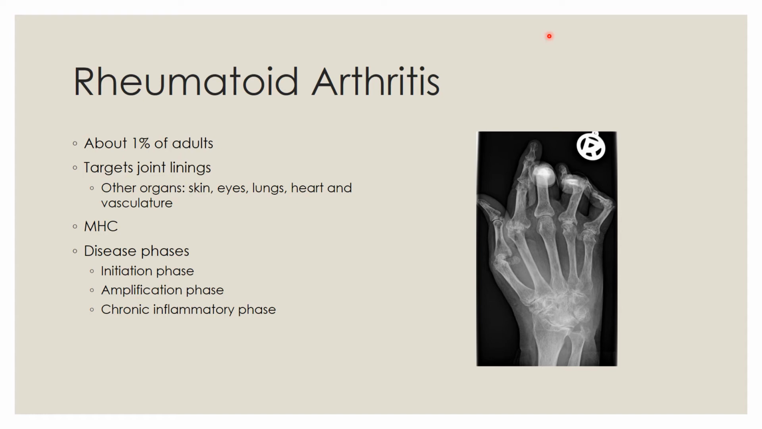It can sometimes affect other organs of the body, like the skin, eyes, the lungs, heart, and vasculature. And that's because some of those antigens that the antibodies are directed against are actually connective tissue antigens, which of course connective tissue is found everywhere in the body. But the primary target in this is still the joints.